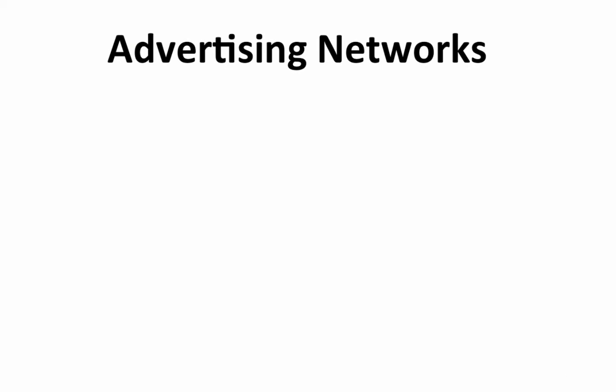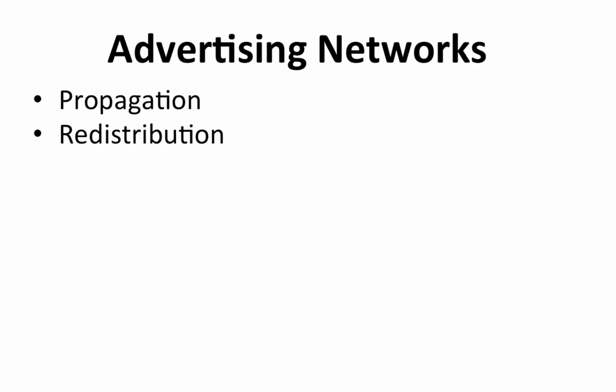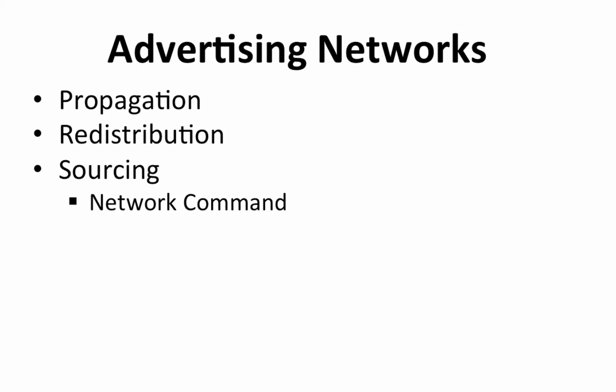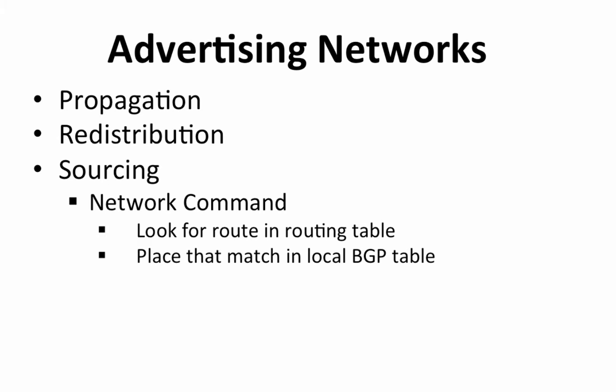So how do you advertise networks? You can do it many ways. You can do it through propagation of received BGP routes that you're already receiving from someone else. You can redistribute routes into BGP. You can source the routes from your actual router, and you can do that by using the network command, which would specify the exact network you would like to insert into BGP. And there needs to be a match for that in the local routing table.